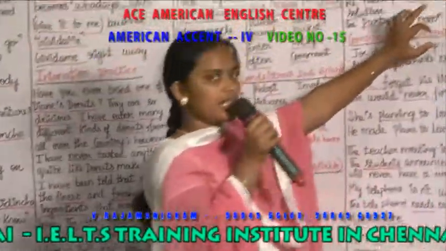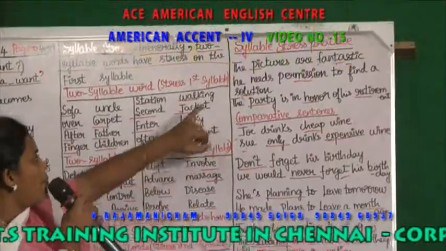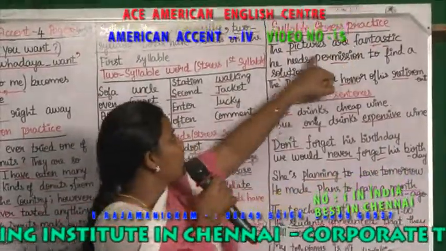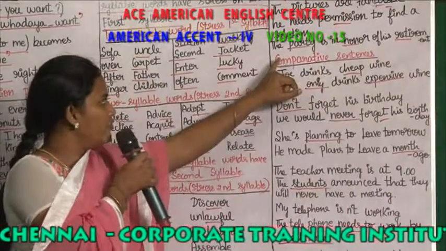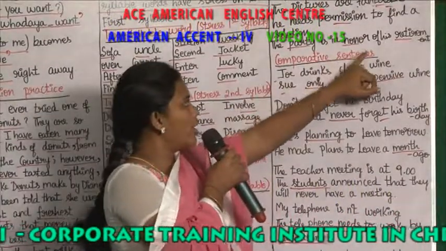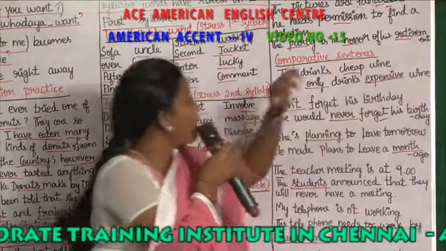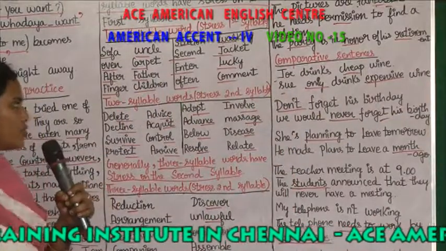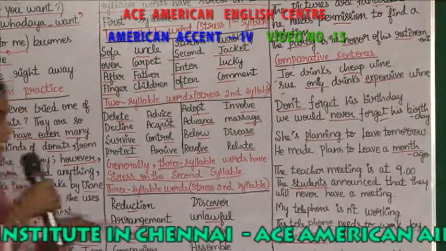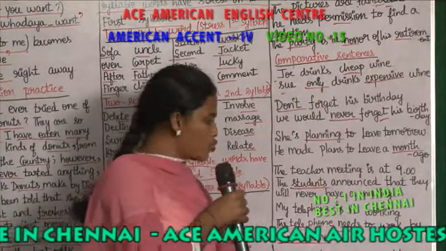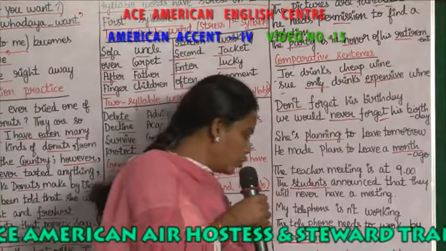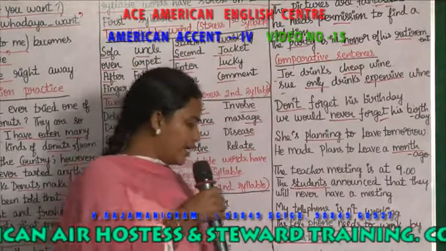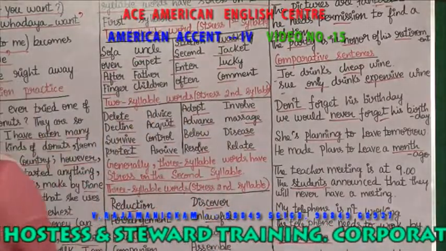Here are some practice sentences. The pictures are fantastic. He needs permission to find a solution. The party is in honor of his retirement. So here are some comparative sentences. For example, he is painting his house blue and green. Your house would look terrible if it were green. That's it.